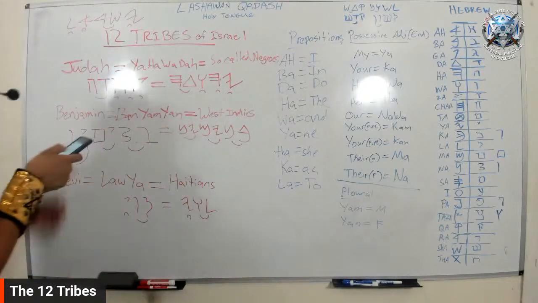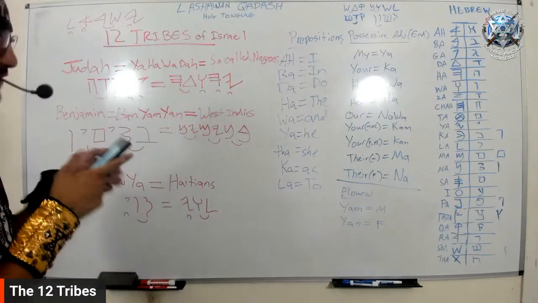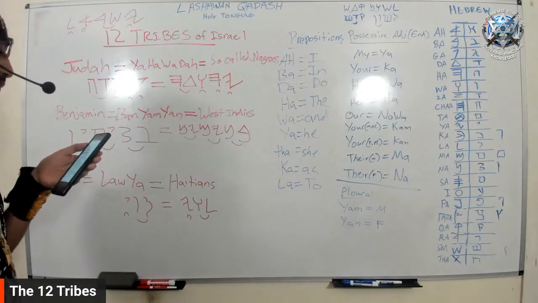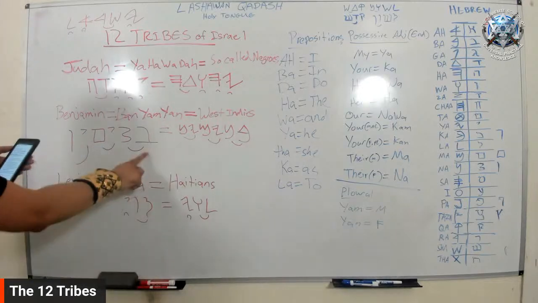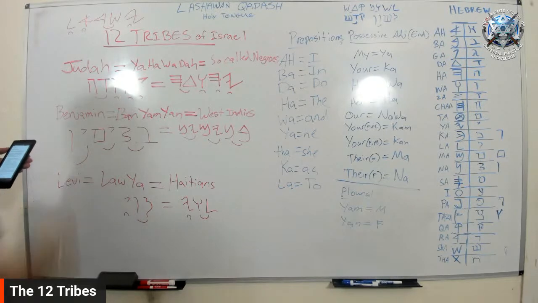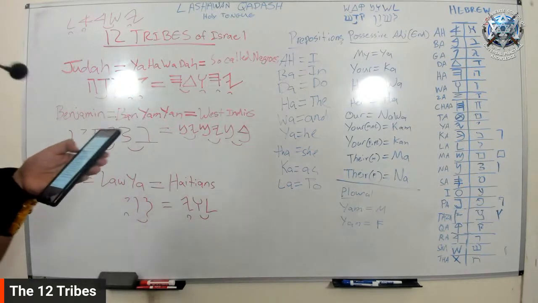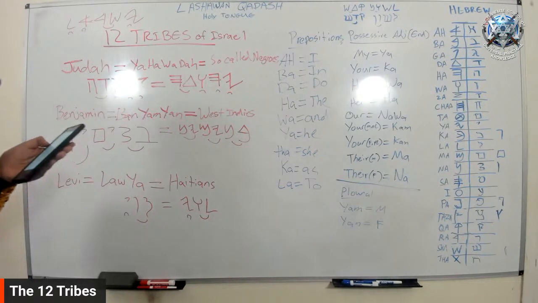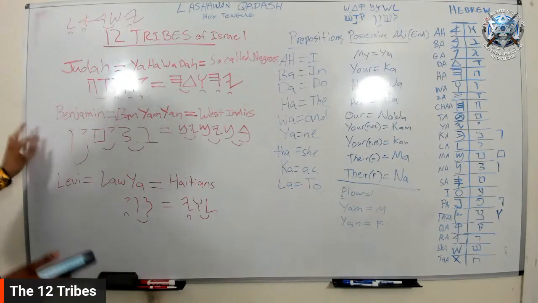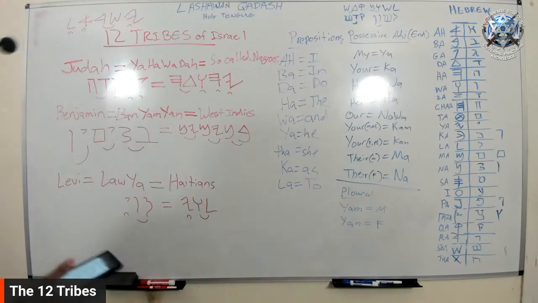Benjamin, here we go. So I'm going to look up the Strong's definition of Benjamin. It's Strong's number H1144, and it has the exact same characters, Ban, Yam, Yan, and it's called son of the right hand. Son of the right hand. So right along with what the Bible's saying and what the definitions of the Hebrew words are.